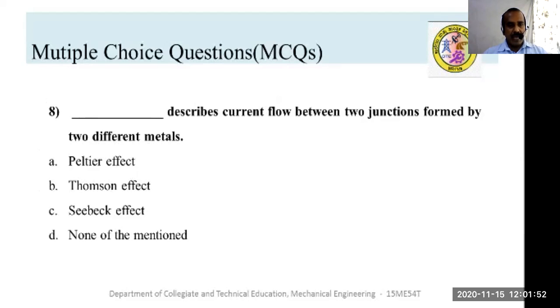Question number 8. Dash describes current flow between two junctions formed by two different metals. Peltier effect, Thomson effect, Seebeck effect, none of the mentioned. The answer is A. When two different metals are connected to form two junctions, current flow will occur from one junction to the other. This is described as the Peltier effect.